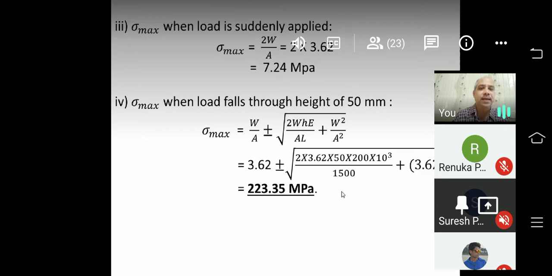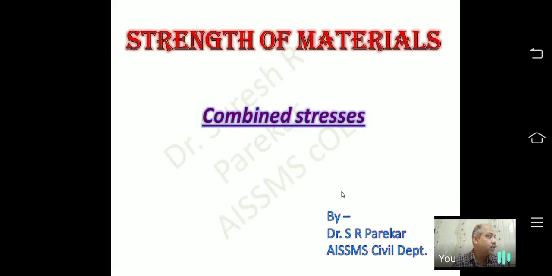Combined stresses, so we can have these combined stresses. Now in combined stresses, we have three types again. So three types we have. First, we have combination of torsion and bending. Second, we have combination of torsion and axial force. And third, we have combination of torsion, bending and axial.